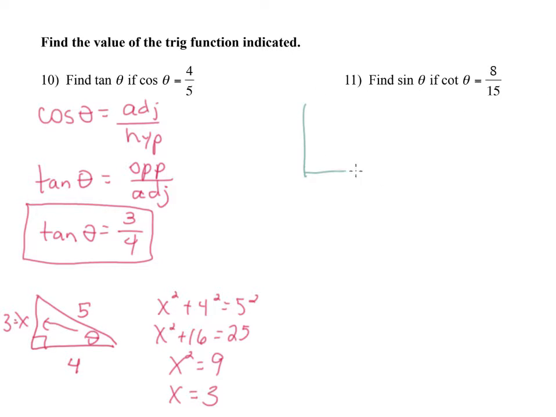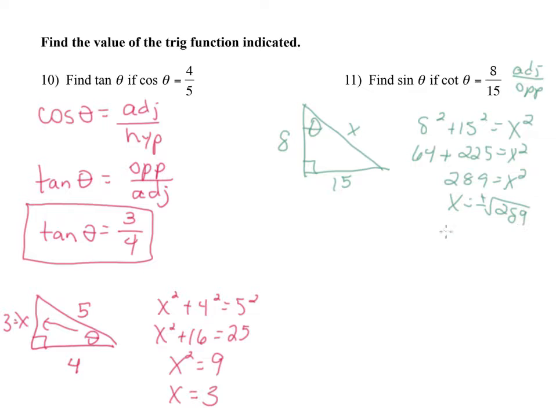Repeating this process for 11, this time I'm given cotangent, which is adjacent over opposite. So I know the adjacent side is 8, the opposite side is 15. Using my Pythagorean theorem, I'll solve for the missing side, which is the hypotenuse. We find that our missing side is 17. So to find sine, which is opposite over hypotenuse, my opposite side is 15, my hypotenuse is 17, so sine of theta is equal to 15 over 17.